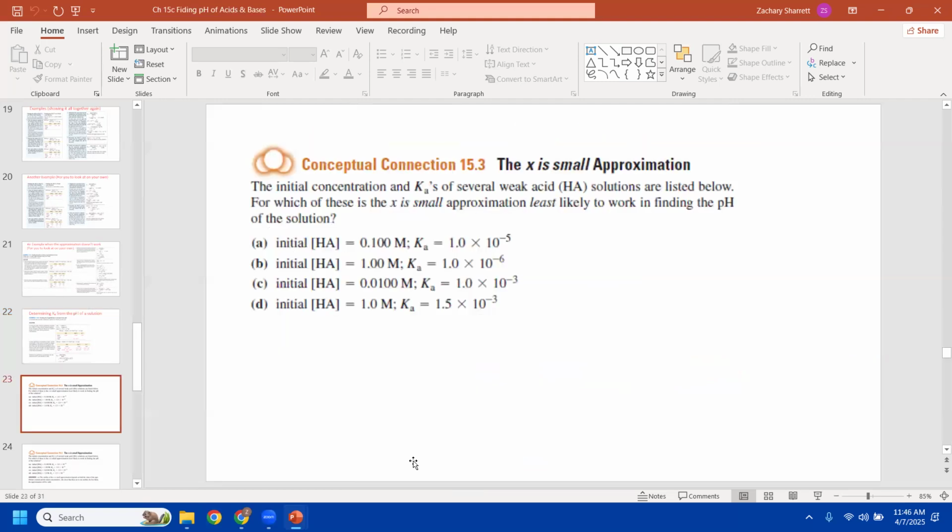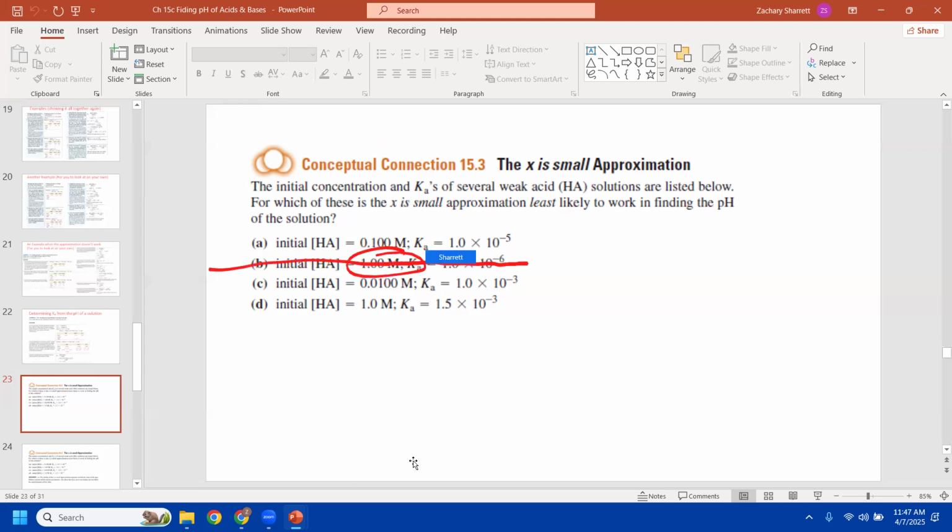Let's do a quick concept check. The initial concentration and Ka of several weak acids are listed. Which of these is the x is small approximation least likely to work in finding the pH of the solution? Okay, so which one? So what do we want for the approximation to work? What are the two things? Okay. So probably the one with the smallest Ka, the assumption will probably be fine.